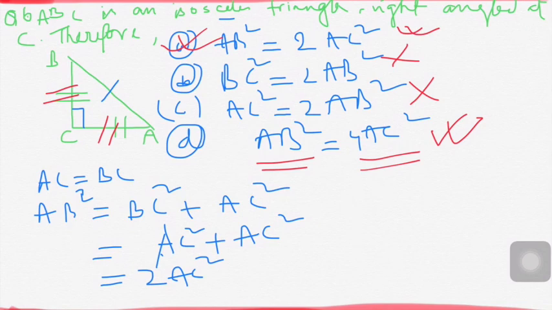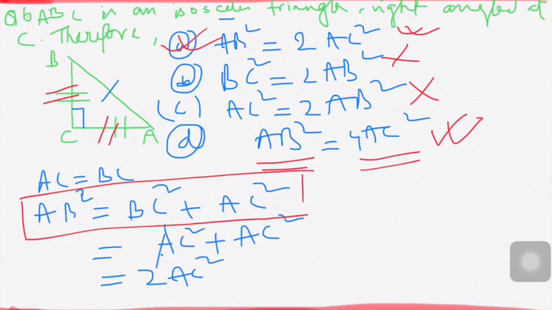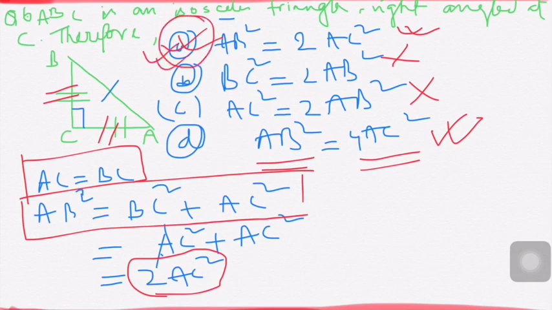But if we apply this theorem, and since this is an isosceles triangle, we can easily say that AB square equals 2AC square. So this is the right answer.